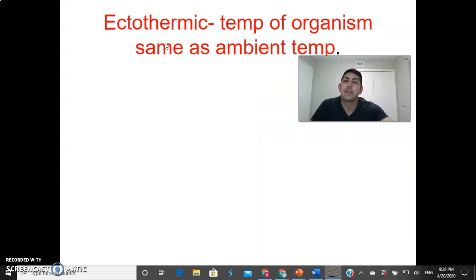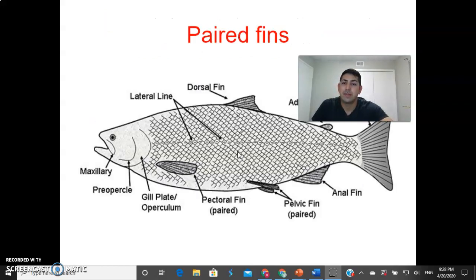Right, ectothermic. So this is temperature of organisms that is the same as the ambient temperature. Fish, like sharks, are going to have paired fins, and they are the pectoral and the pelvic fins. Apart from these two paired fins, they have the dorsal, just like the shark, the caudal, and the anal fin.